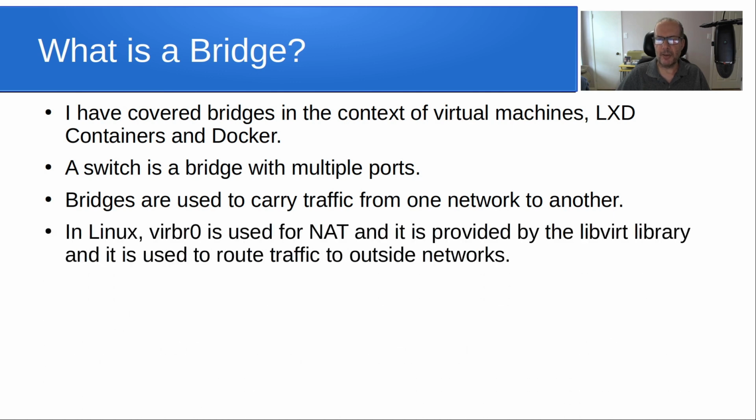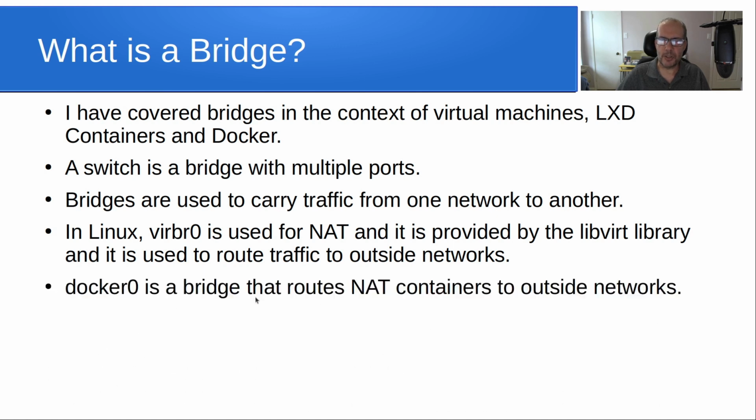In Linux, vir-br0 is used for NAT and is provided by the libvirt library and is used to route traffic to outside networks. And if you've ever created a QEMU virtual machine, you've probably seen vir-br0 if you've decided to present your virtual machine out to your main LAN.